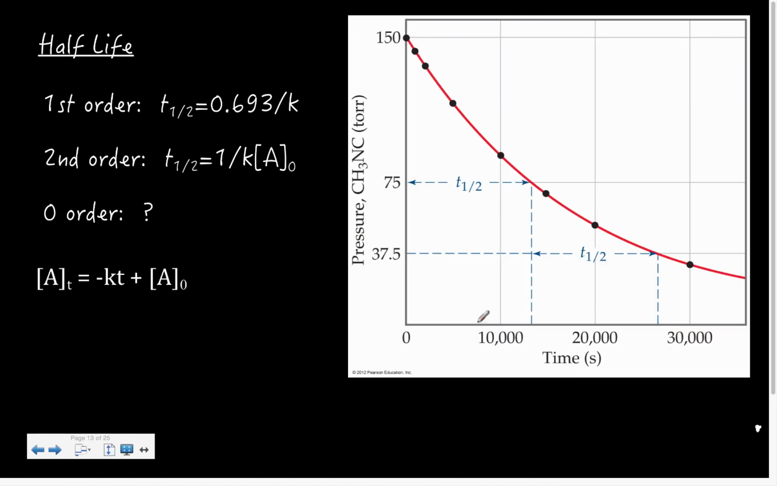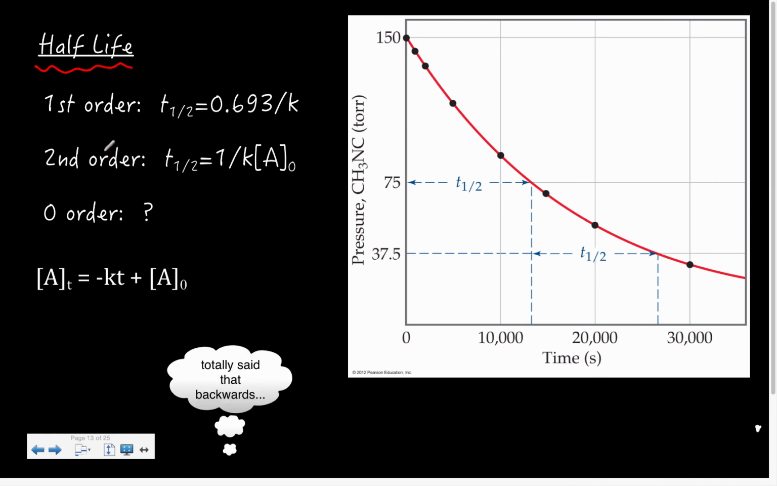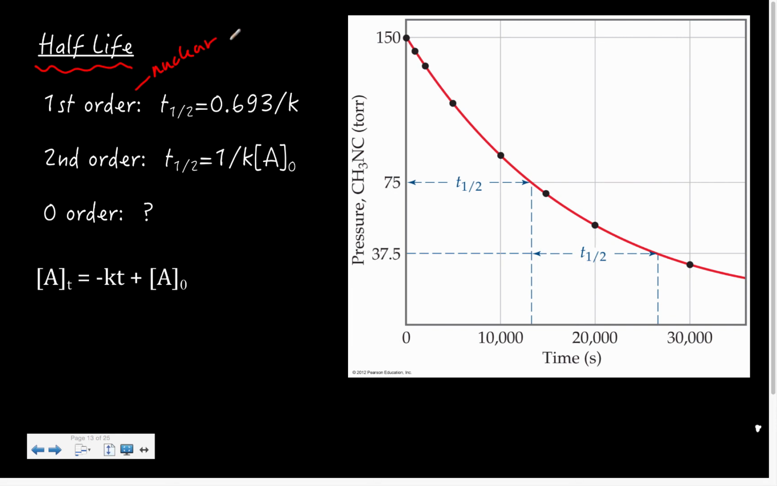Now, finally, half-life. This should be a familiar concept from math class: it's the amount of time it takes to reach half of whatever your original value was. Your book gives you the equation for the first order half-life and second order half-life. Do be mindful: nuclear decay, really important. Nuclear decay happens according to a first order process. Keep that in the back of your mind. Second order processes decay at this rate. Zero order, your book doesn't tell you, but obviously you can figure it out.